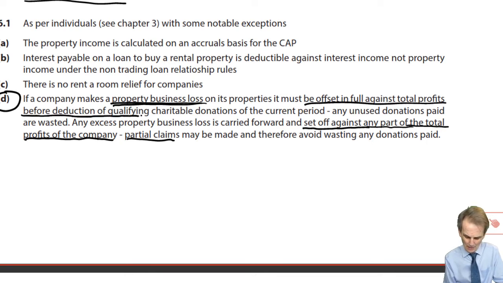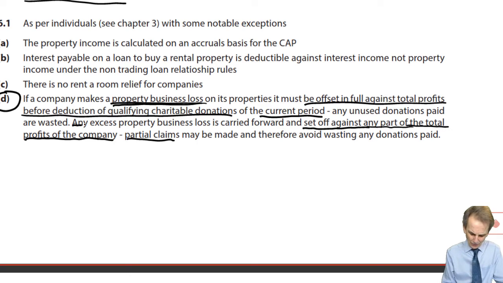Now, these terms won't mean anything to you just at the moment, but by the time you come to this section 6 in the lecture, they will mean. You'll have seen the pro forma corporate tax computation. I'll explain what these items are. But you set off against the total profits of the current period.